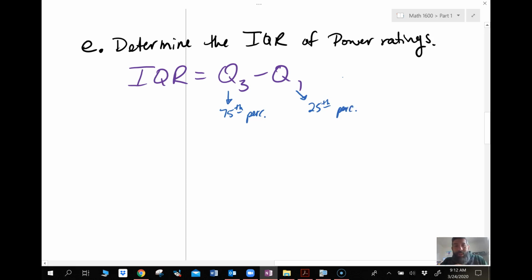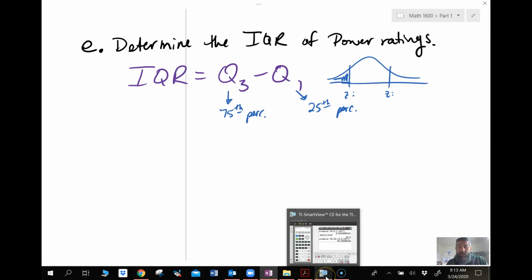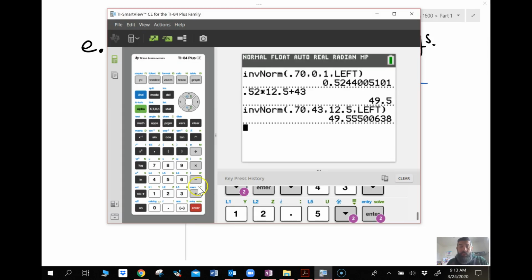Now, the great thing about this is that the normal model, I know, I'm so excited about this, right? You guys are like, come on, is perfectly symmetric. So whatever the 25th percentile z-score is, it's going to match the z-score for the 75th percentile, only one's going to be negative and one's going to be positive because the areas are all the same. So what we could do is find that z-score that matches with the quartiles.